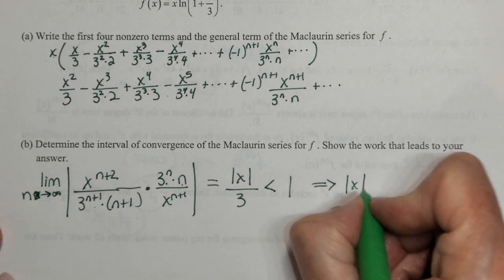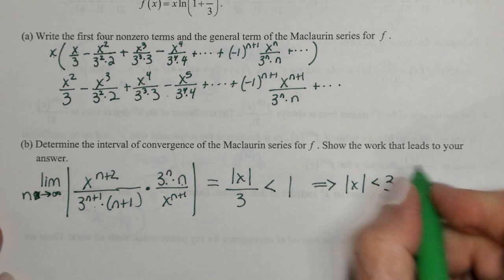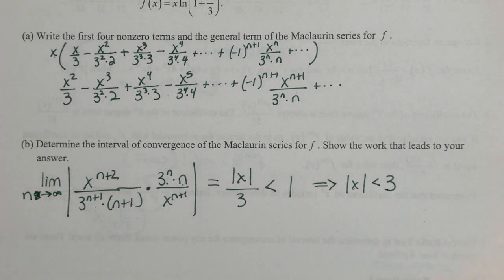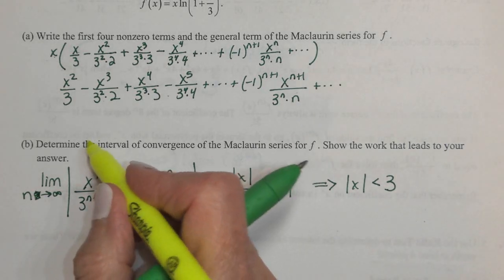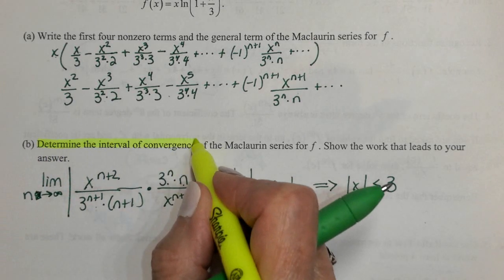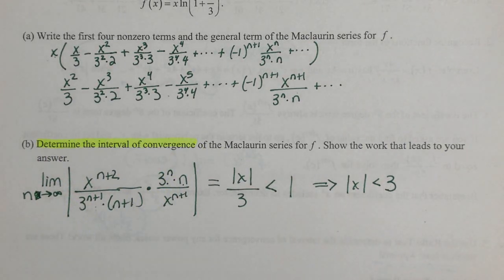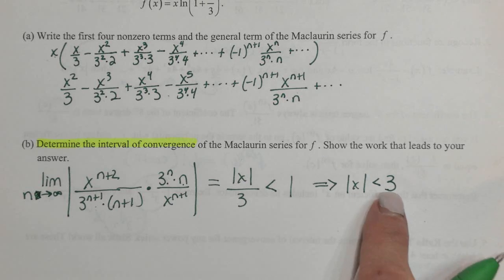So the absolute value of x is less than 3. And I just looked at my directions again. We want to determine the interval of convergence. If we were asked to determine the radius of convergence, it would be sitting right there. That is the radius of convergence.